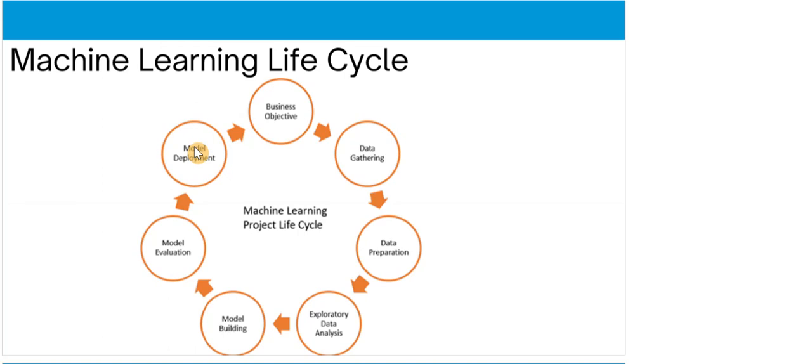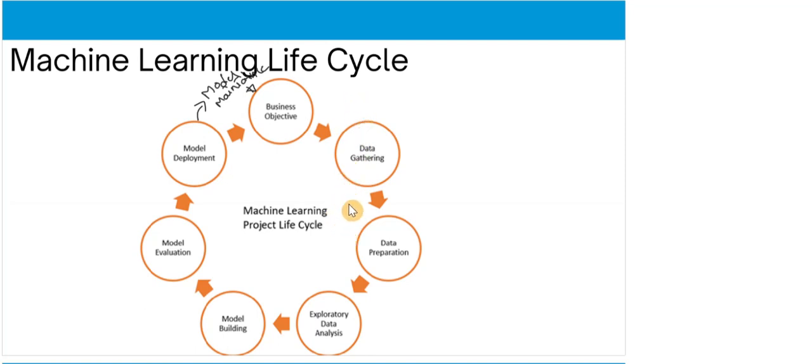Anyways, one step is here in between model deployment and the business objective, that is model maintenance. This is also a very important step in the machine learning life cycle. This is the whole cycle of a machine learning application, or the machine learning life cycle.